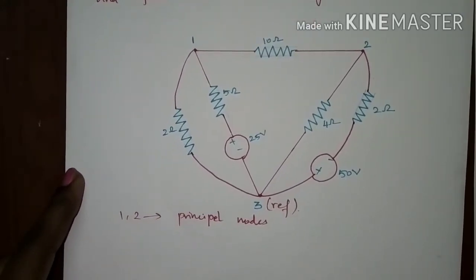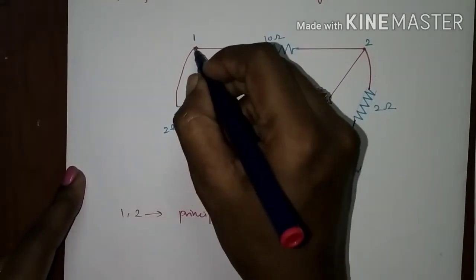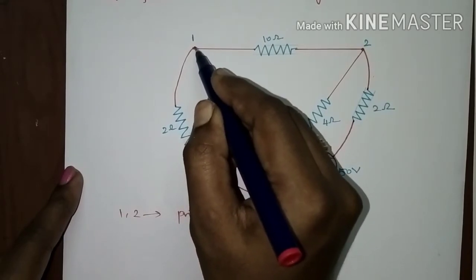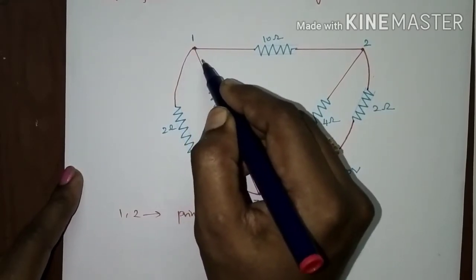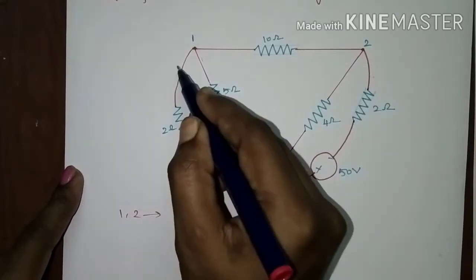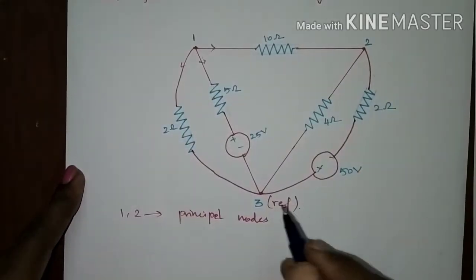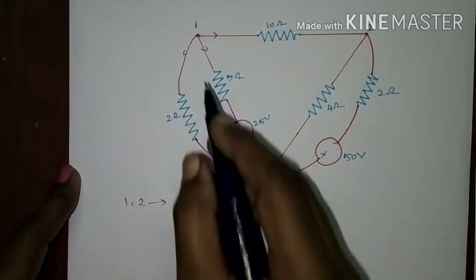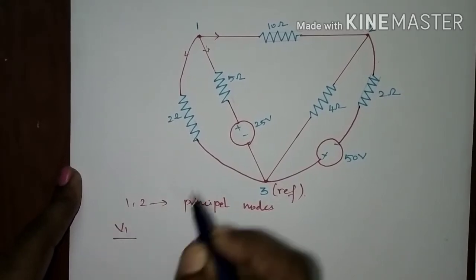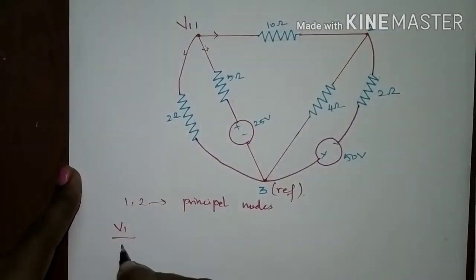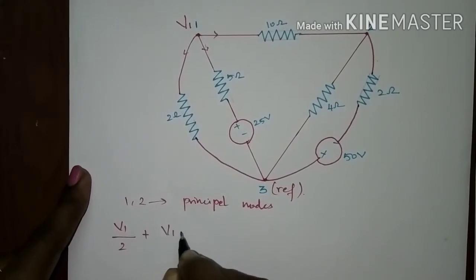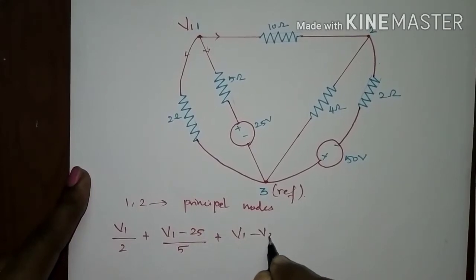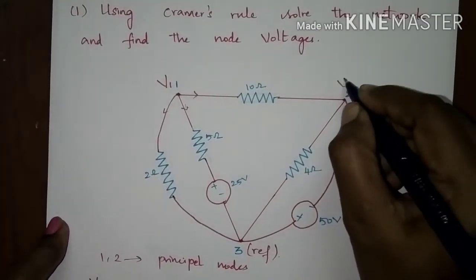So I'll first write the principal nodal equations of the first node and the second node. In the first node, assume the first node is at higher potential, so the current will be leaving here, here, here, here. According to KCL, the sum of the outgoing currents is equal to the sum of the incoming currents. So the leaving currents are, with the voltage at the first node being V1, V1 divided by 2 plus (V1 minus 25) divided by 5 plus (V1 minus V2) divided by 10. The voltage at the second node is V2.